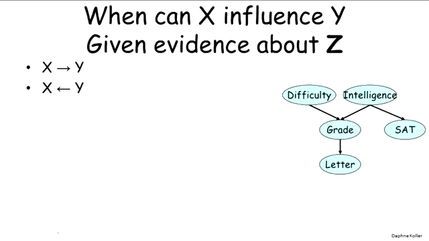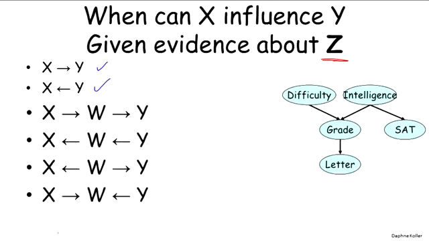Now let's look at a more interesting case. Now we have some set of observations, which we're going to denote by a set of variables Z. The question is, when can X influence Y given evidence about Z? The first two cases are fairly straightforward. Having evidence about Z that's not either X or Y doesn't change the ability of a variable to influence one to which it's directly connected. So if X is directly connected to Y in either the causal or the evidential direction, if you tell me something about one of them, it can change my beliefs about the other.